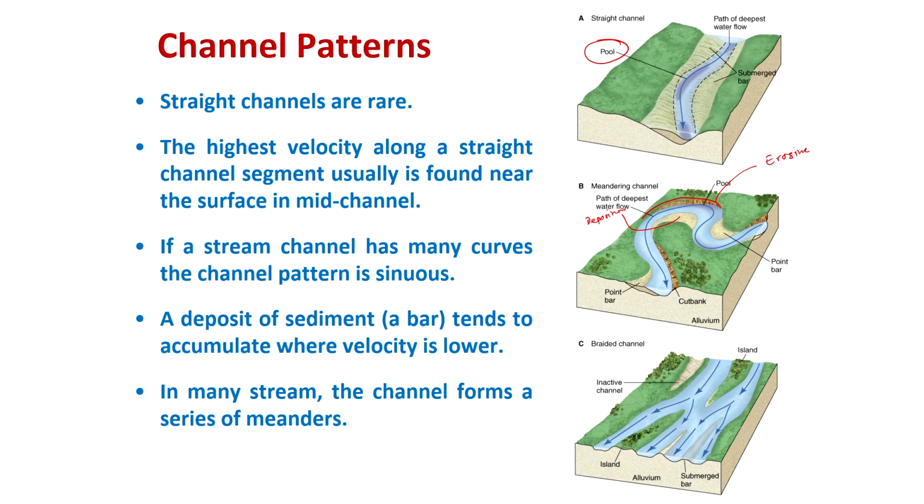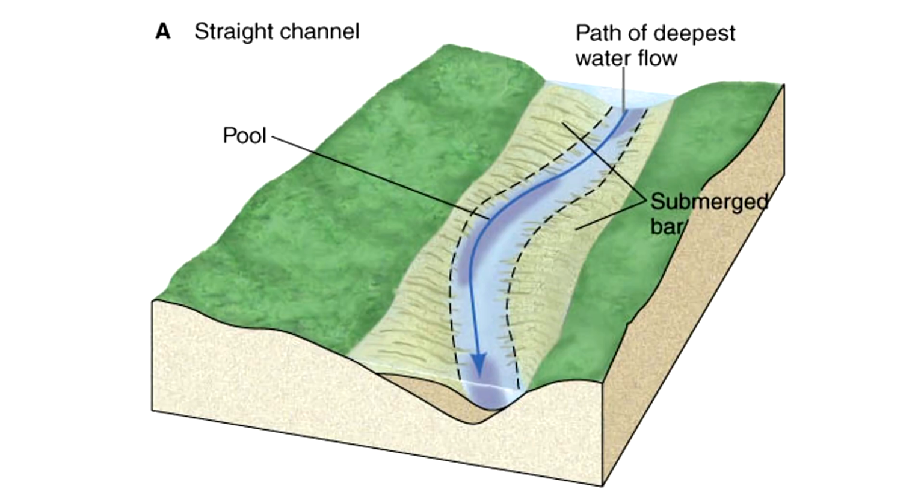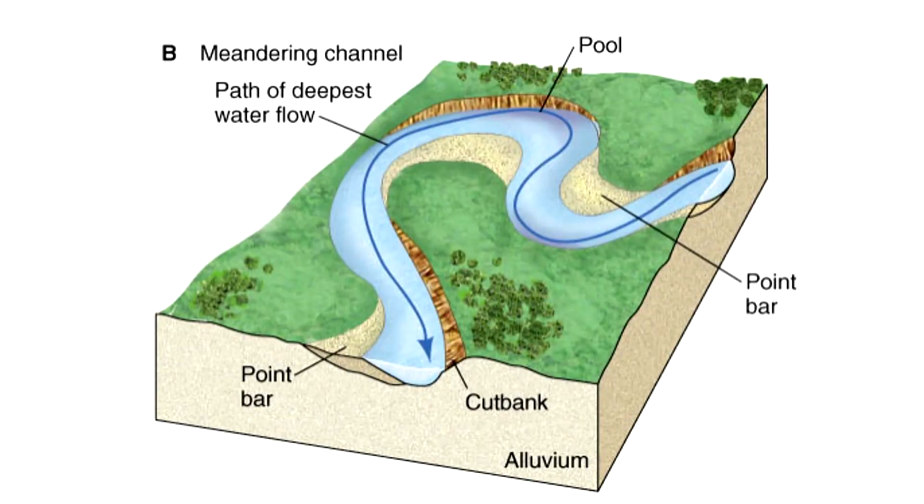In many streams, the channel forms a series of meanders, so you will come across winding channels like this. For example, if this is flowing in this direction, this will be an erosive bank, and this will be your depositional bank. These are a few enlarged photographs which you can go through when you get the slides.